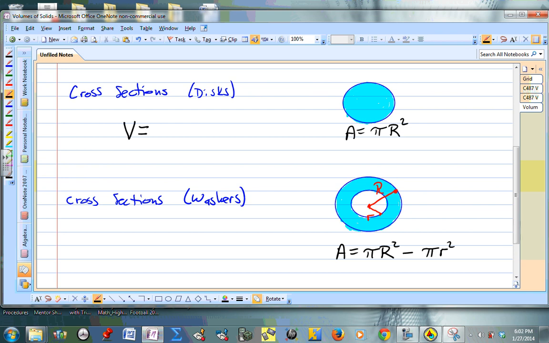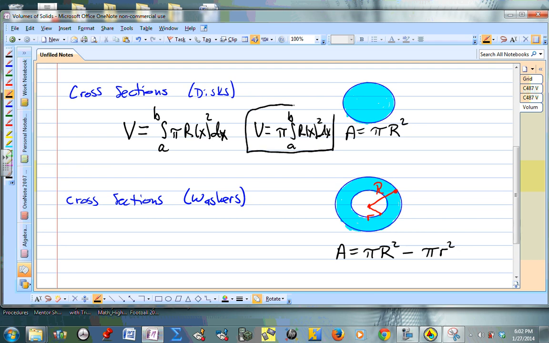The volume of a solid with disk cross sections is going to be found by taking the integral from a to b of pi times some radius function squared with respect to x. And you know pi is a constant, so you're frequently going to see this formula written as volume is pi times the integral from a to b of the radius function squared dx. You see, we just took the constant out in front of the integral.